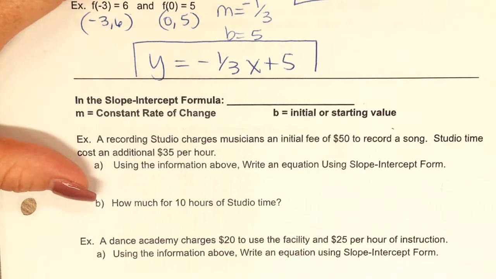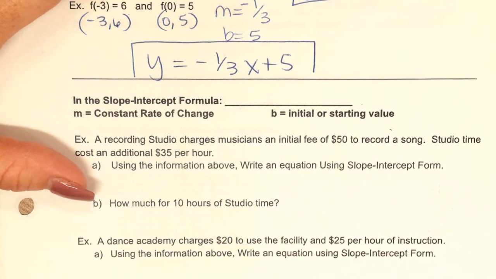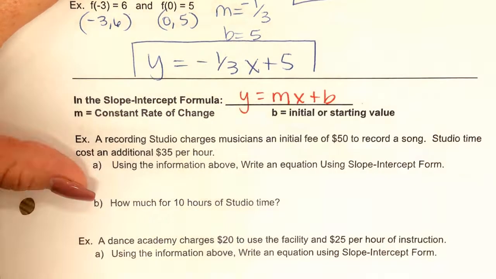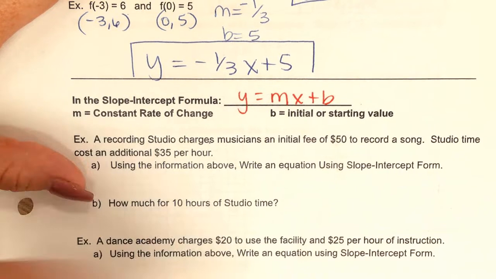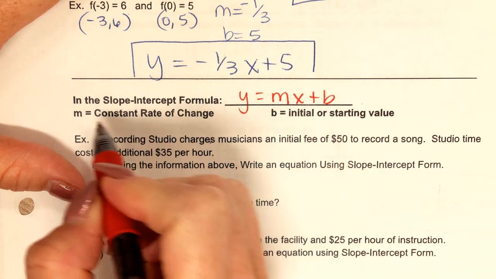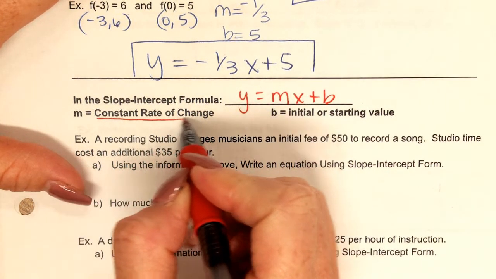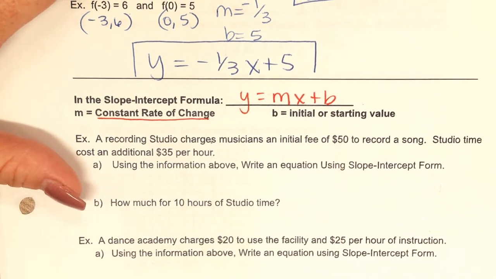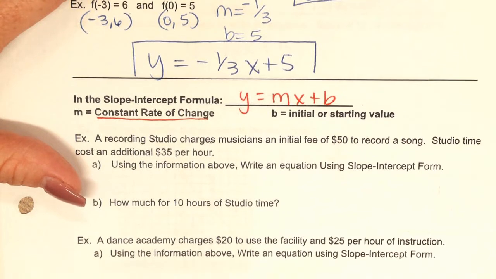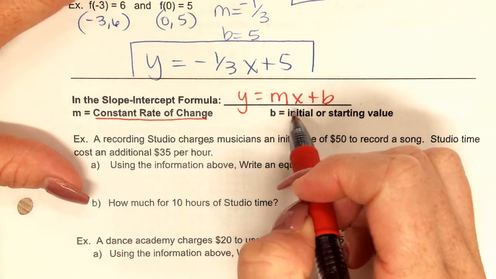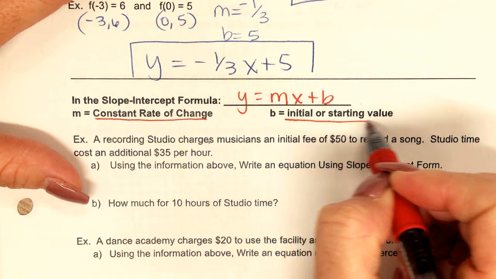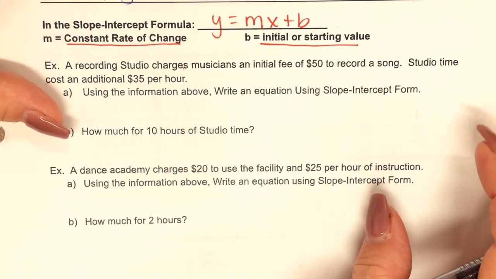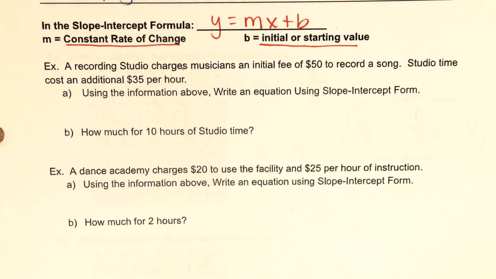In the slope-intercept formula, what is the slope-intercept formula? Y equals mx plus b. The m is the slope, which is also known as the rate of change. Y'all do all remember this. Slope is rate of change, yes? The b is the y-intercept or the starting value. So we're going to write an equation in slope-intercept formula. I've been doing this since 7th grade, so it should be easy.